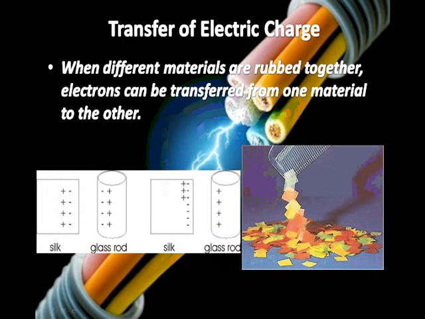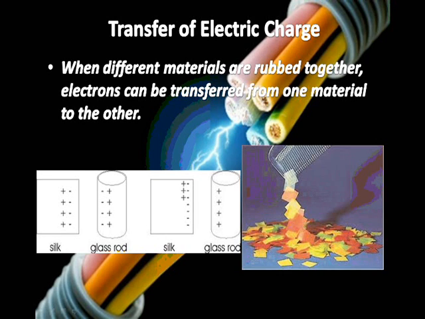Now, electric charge can also be transferred. Transfer of electric charge is when different materials are rubbed together. Electrons can be transferred from one material to the other. For instance, if you look at the picture on the left, you have a glass rod and a piece of silk. They're both neutral right now, but once you rub them together, they create a charge because electrons were transferred. Another way to think about transferring electric charge is also static electricity.